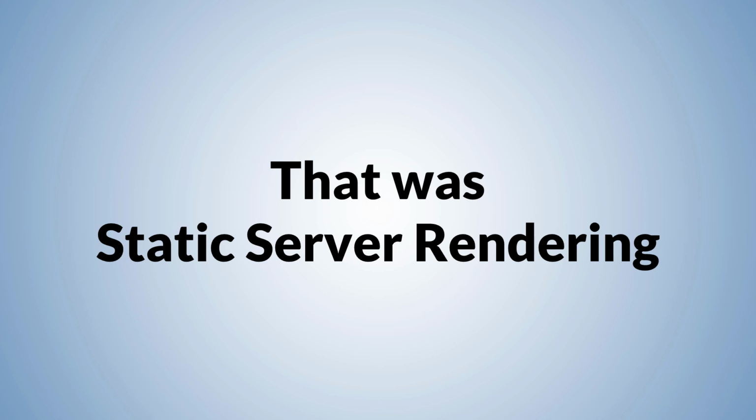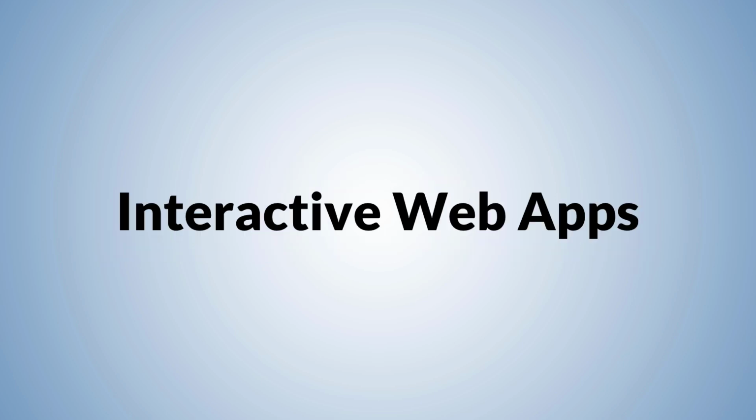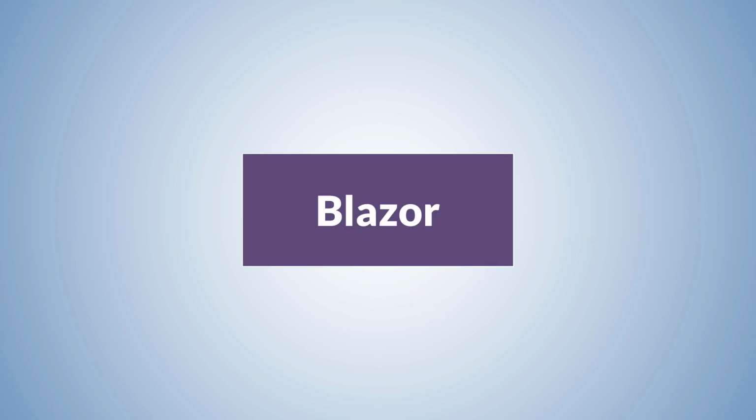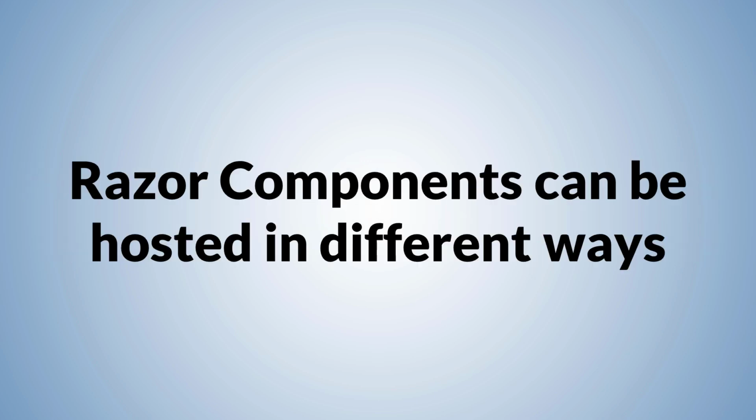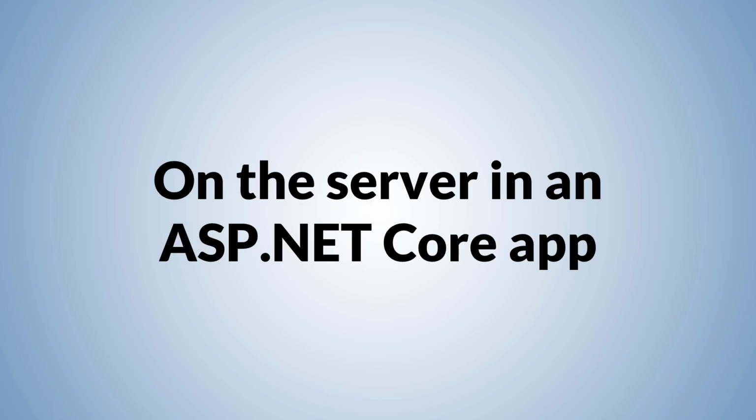What if we wanted to build interactive web applications in .NET 7? Well, we had the Blazor framework. Blazor is a web framework for building web UI components called Razor components, and these Razor components can be hosted in different ways. First, we have the Blazor server hosting model, where the Razor components are hosted on the server in an ASP.NET Core application.